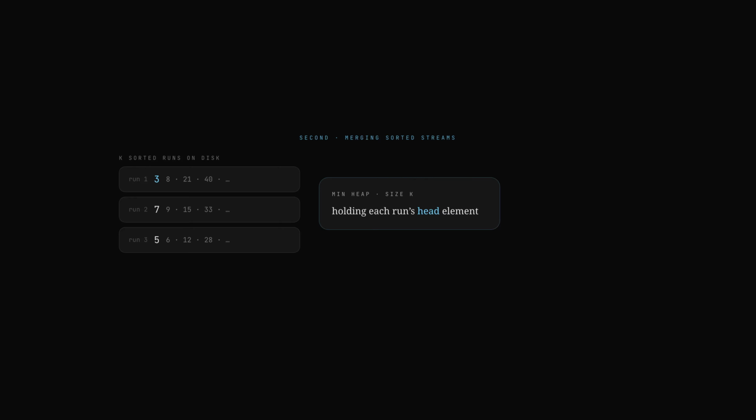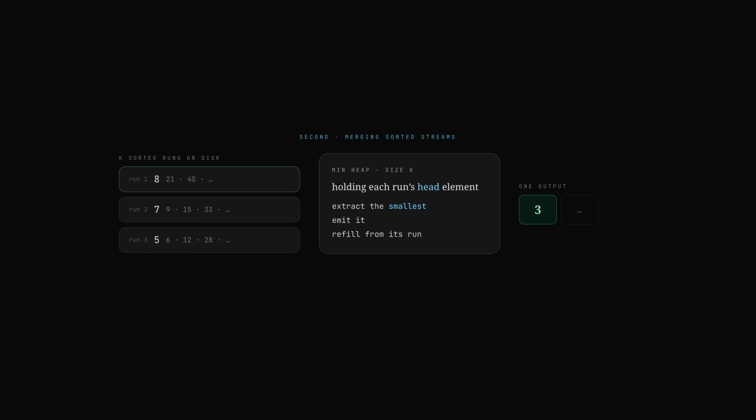Second, merging sorted streams. Lesson 10's external sort ended with k sorted runs on disk that had to become one output. The tool is a min heap of size k, holding each run's head element. Extract the smallest, emit it, refill from the run it came from. Each output element costs order log k, where k is maybe 64, not log of the billion total records. The RocksDB family of storage engines runs exactly this merge during compaction, continuously.